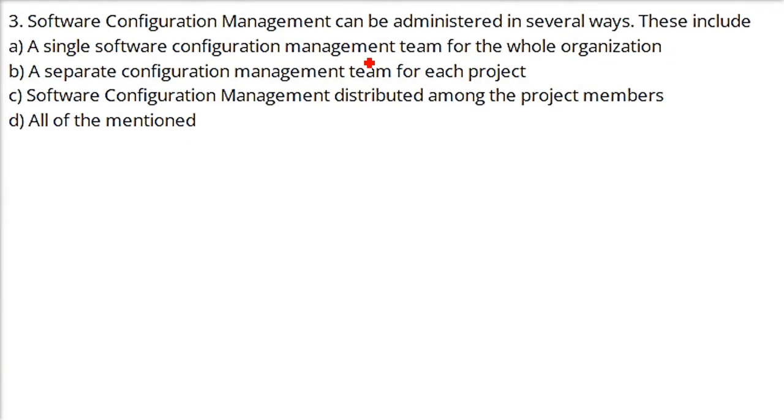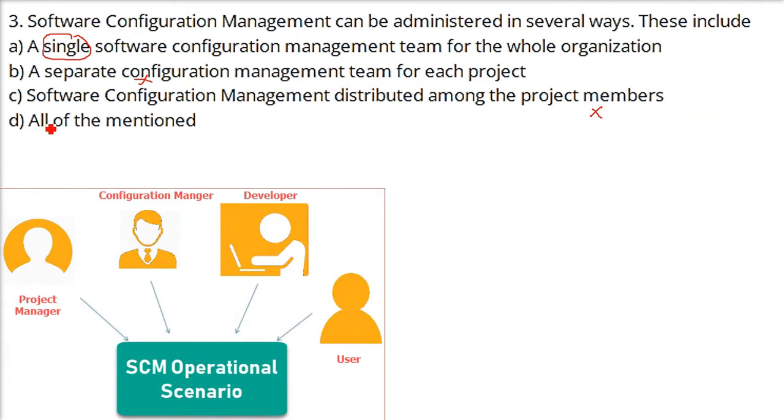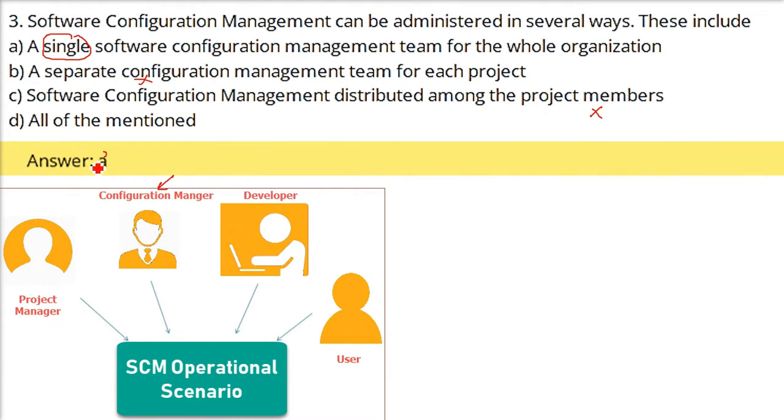Software configuration management can be administered in several ways. These include, the first one, a single software configuration management team for the whole organization. Now this is the best one. For a whole organization, there should be a single team looking after the SCM. A separate configuration for each project, not done. Software configuration management distributed among the project members, not advisable either. So for the whole organization, if you have a common SCM team, that is the best.